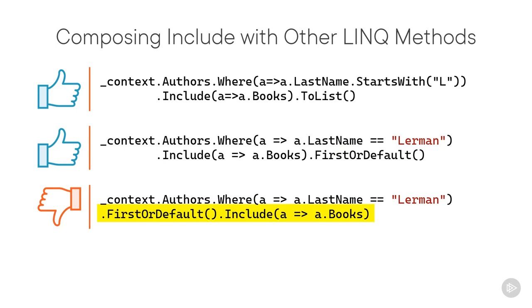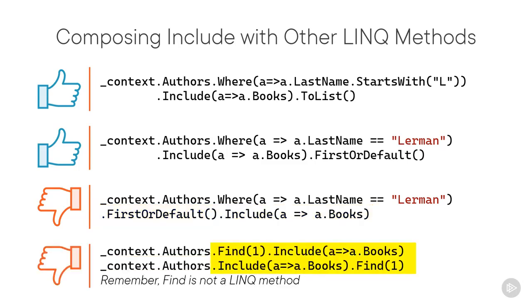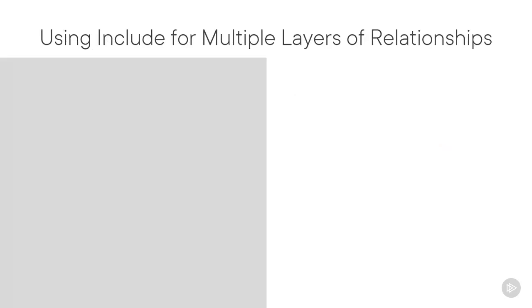An execution method might be returning a list of authors or a single author, and Include isn't a method of either of those types. Nor can you use Include in combination with Find. Remember that just like Include, Find only works directly on a DbSet. There are a variety of ways that you can build graphs with eager loading.